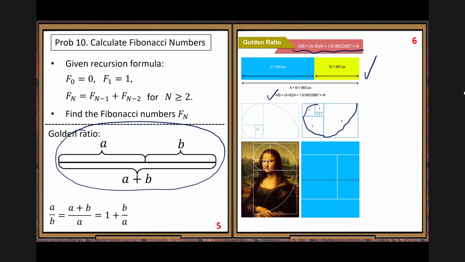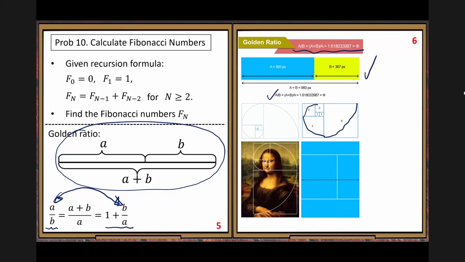To solve it, let us write A plus B over A, some simplification. After we write it this way, you can see the left-hand side is A over B, and the right-hand side is 1 plus B over A. You see something: these two fractions are closely related, right? What is their relationship? A over B and B over A.